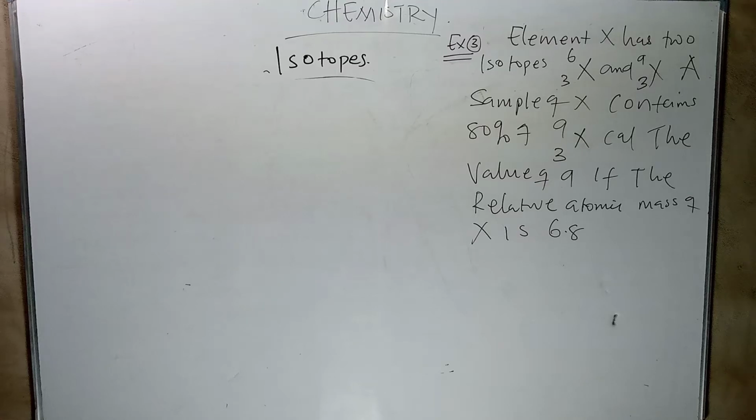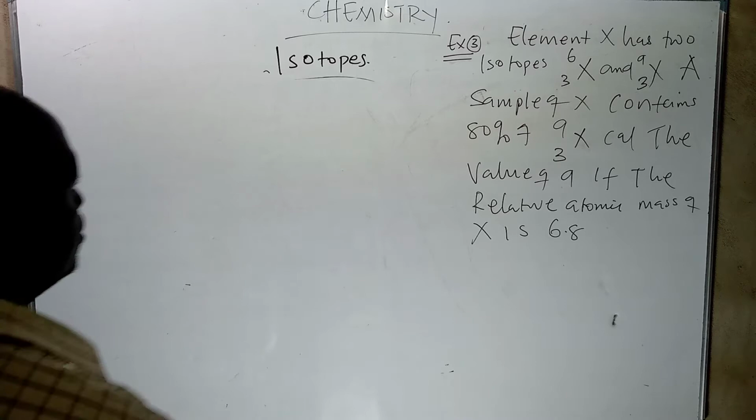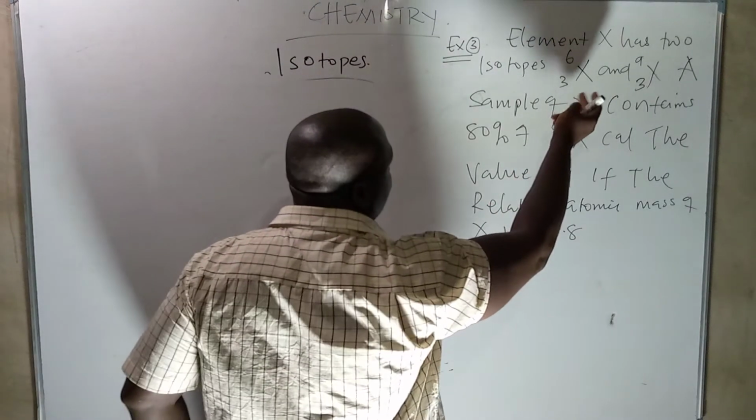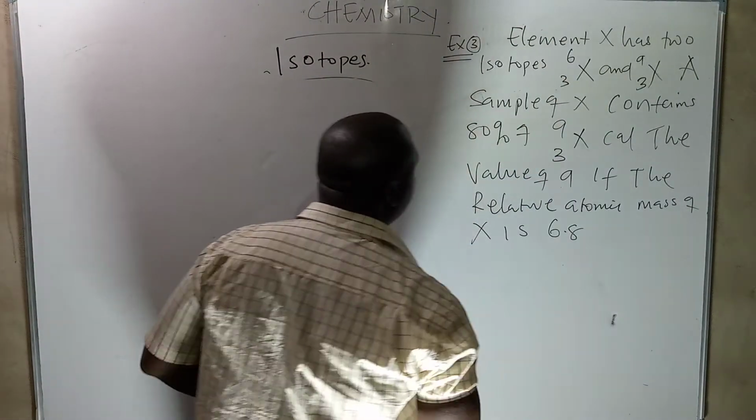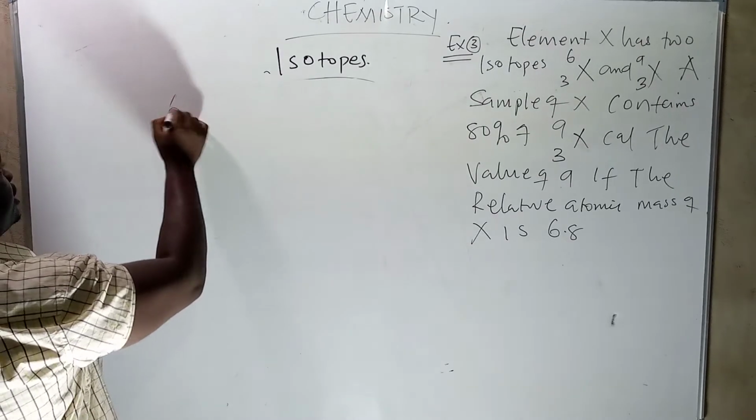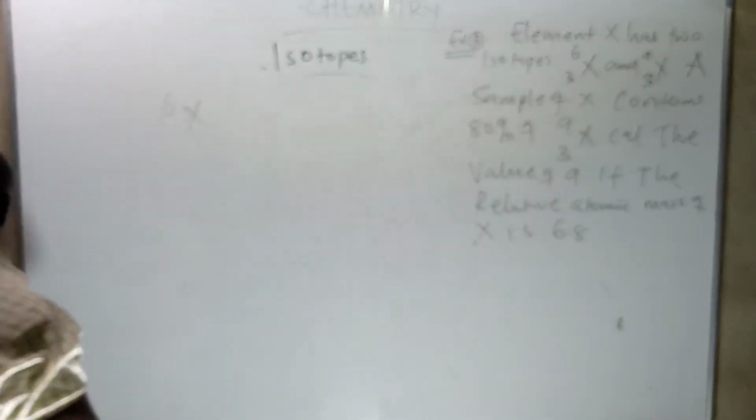The part 3 on isotopes. Let's go. Still on calculation. An element S has 2 isotopes. This is at the board. So the first isotope is 6. This is the element X.